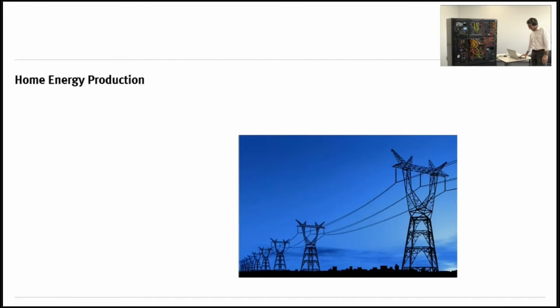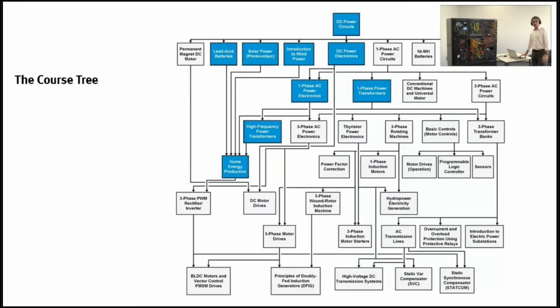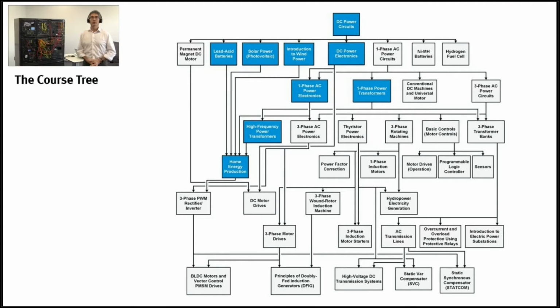Thank you. So let's start with home energy production. What you see here is the course tree of all the courses that are available on our EMS training system. Each box you see there is a separate course that comes with its own manual, student manual and instructor guide. Each course comes with that, and also comes with all the hardware modules required to perform all the exercises that are presented in the manual for this specific course.